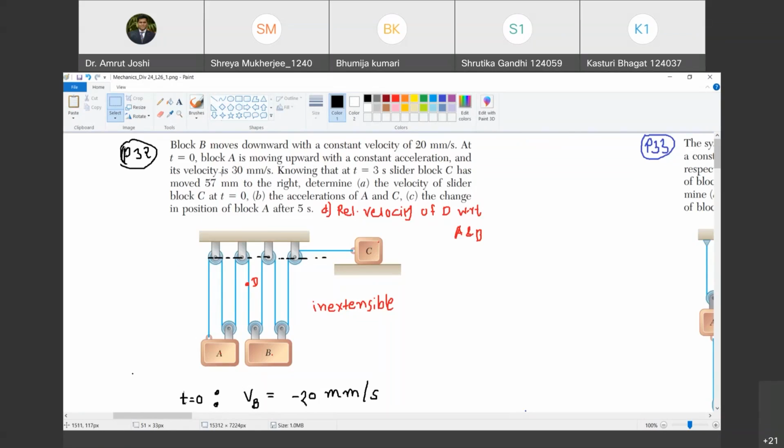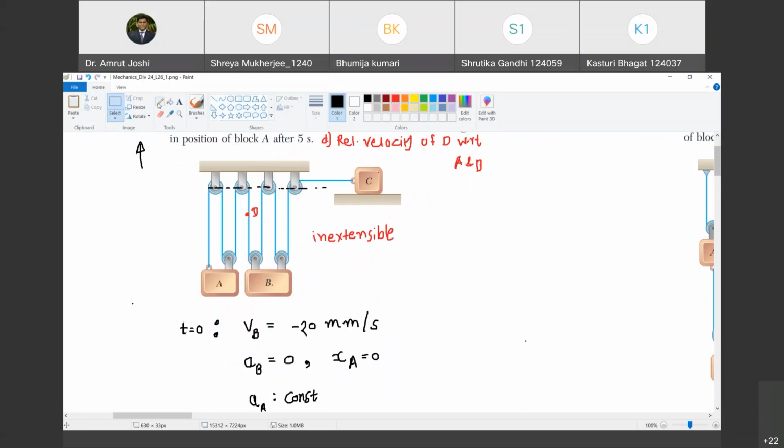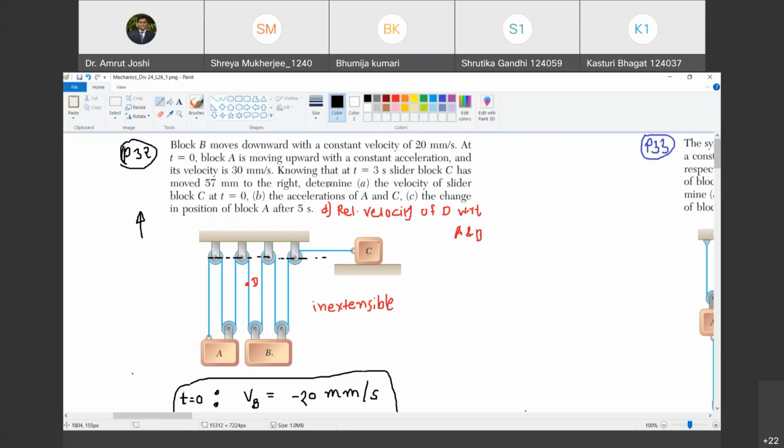It is given as plus 30 mm per second. Nothing about moving upward is mentioned, so we assume that upward y is positive, and therefore we are going to call this 30 mm per second. And mind you, this velocity of block A is at time t equal to 0 seconds. Are you with me? Yes, sir. So this is the data given about time t equal to 0 second. What else is given? Knowing that at time t equal to 3 seconds, slider block C has moved 57 mm towards right. This is what is given. Are you with me? Yes, sir.